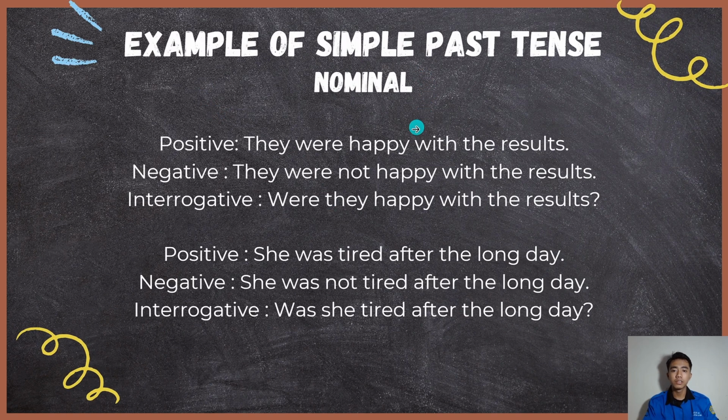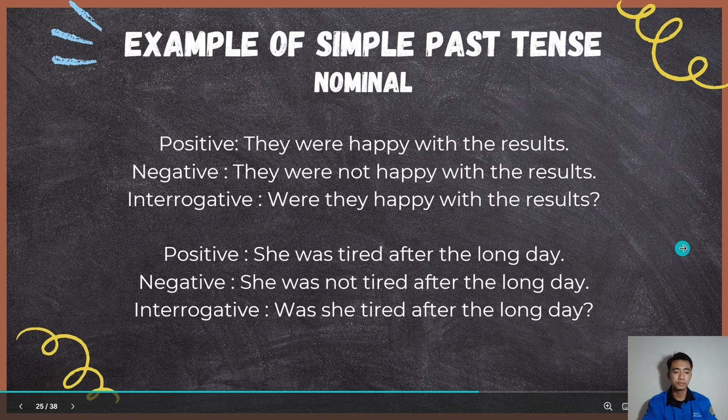Okay, this example nominal. They were happy with the results. They were not happy with the results. Were they happy with the results? And then the next example. She was tired after the long day. Negative. She was not tired after the long day. Interrogative. Was she tired after the long day?